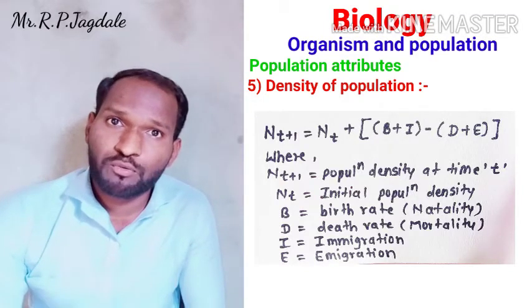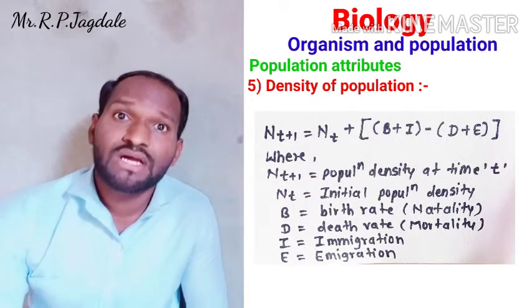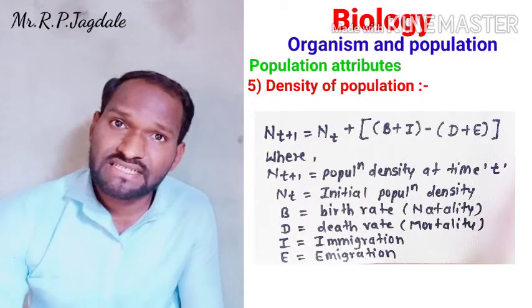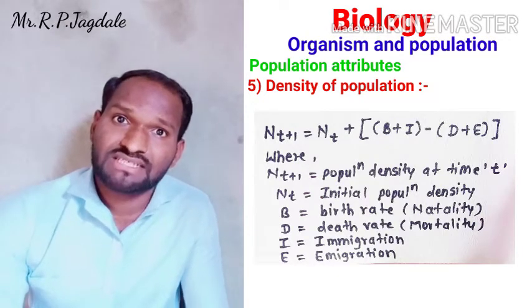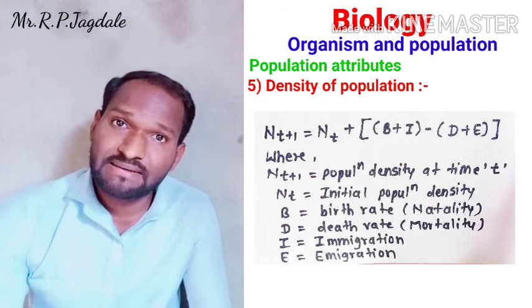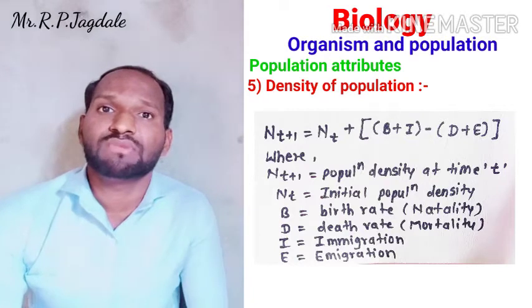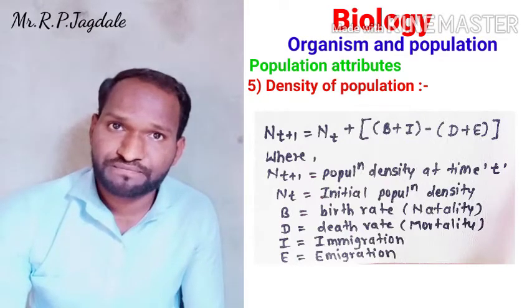The density of population at time is equal to the initial density of population plus the population increase rate minus the population decrease rate. It is nothing but the density of population.